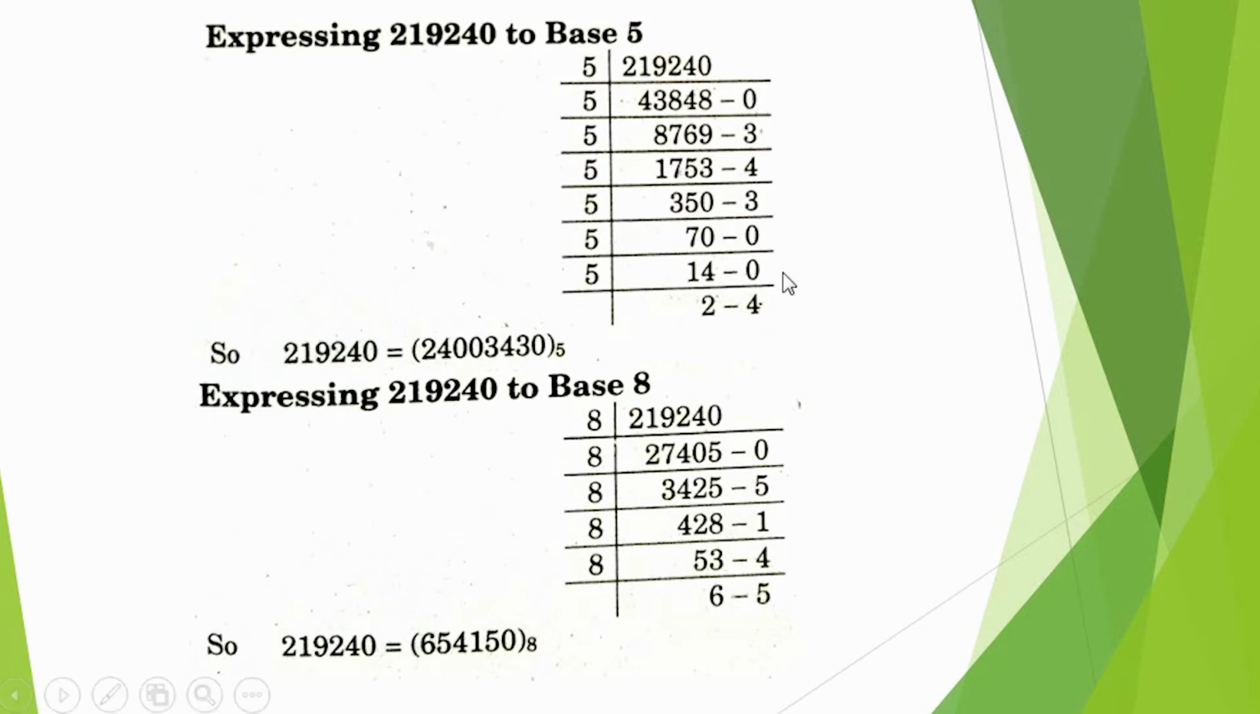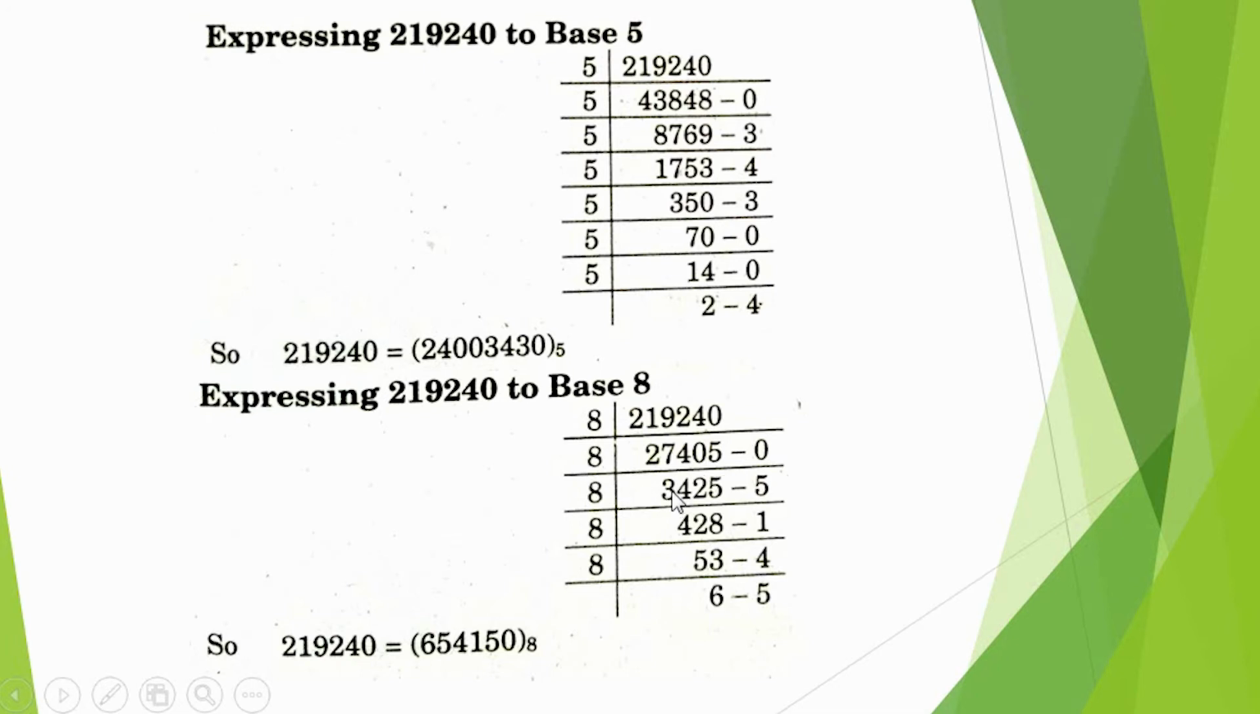5 1s are 5. 0 becomes 20. 5 4s are 20 and 0 comes. 5 2s are 10. 4 becomes carry. Now 2 4 0 0 3 4 3 0 with base 5. Now this decimal number convert into octal number.